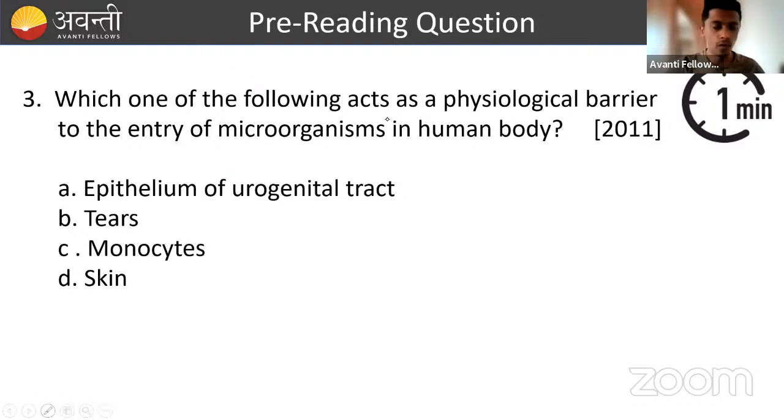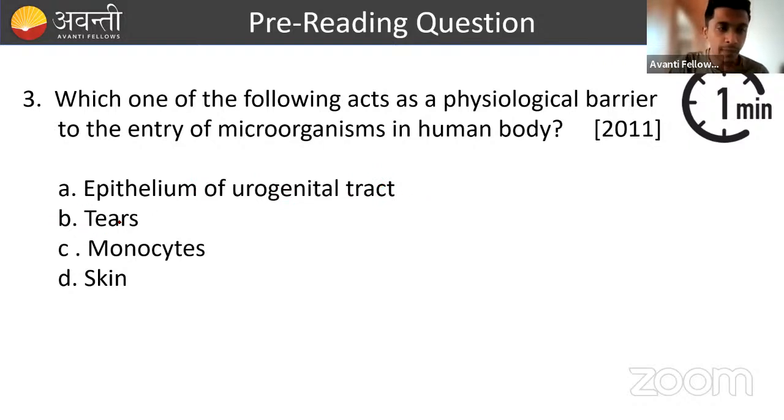So here we go. Let us see the question. The question asks which of the following acts as a physiological barrier. So let's take individual options and analyze them. The first option, epithelium of urinogenital tract, is an example of a physical barrier.